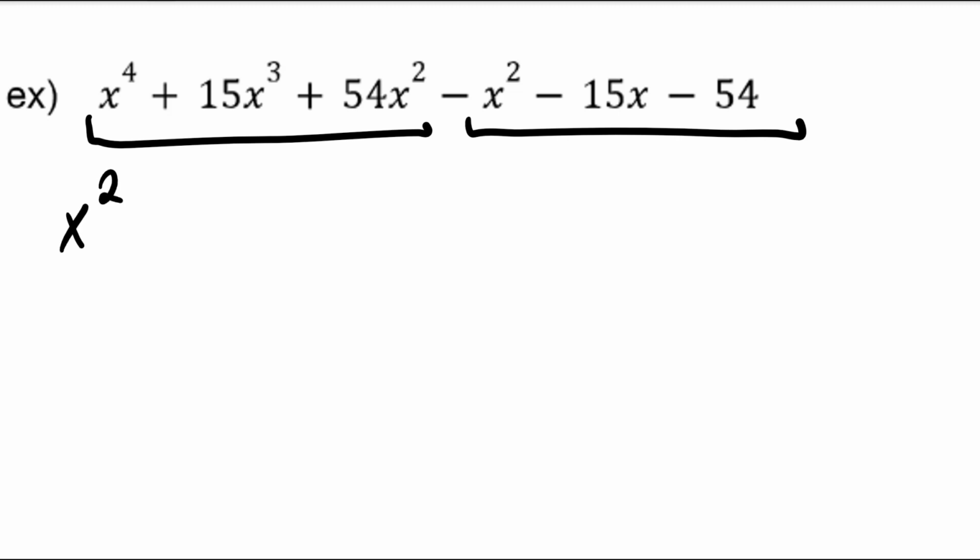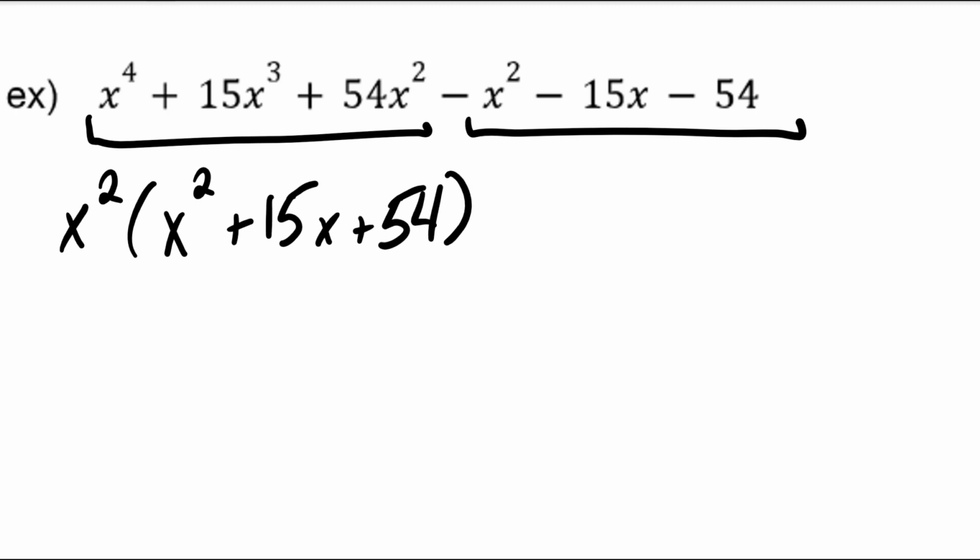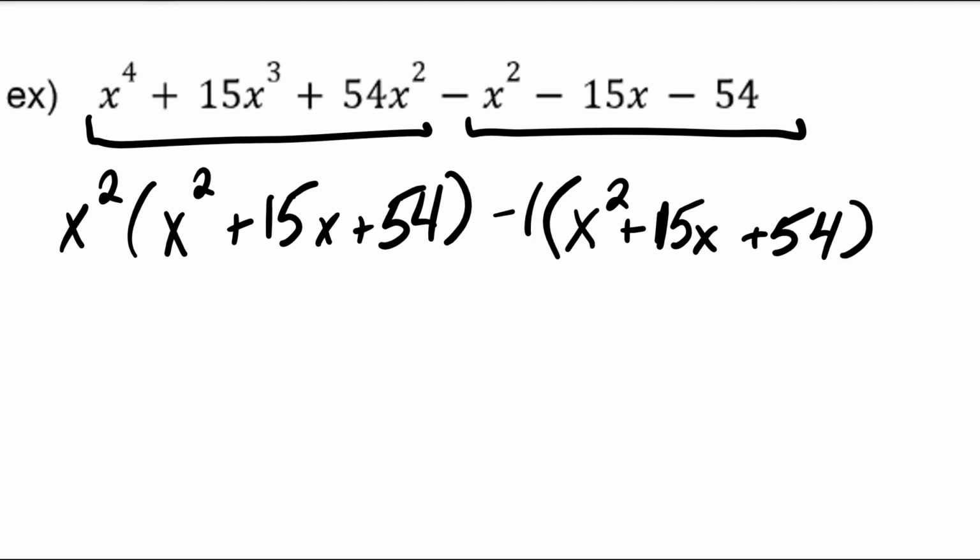So let's say I pull out an x squared for the first 3. I'd be left with x squared plus 15x plus 54. And the only thing I could think to pull out from these 3 terms is a minus 1, and that will change all of the signs so that my greatest common factor between these now is this nice trinomial, x squared plus 15x plus 54.